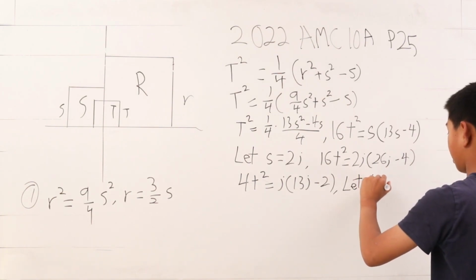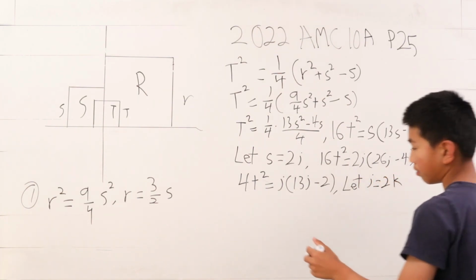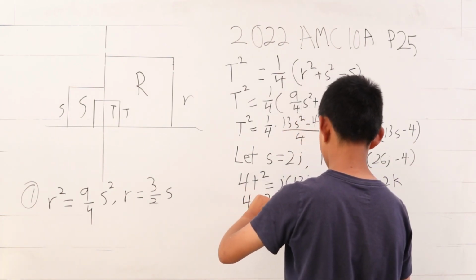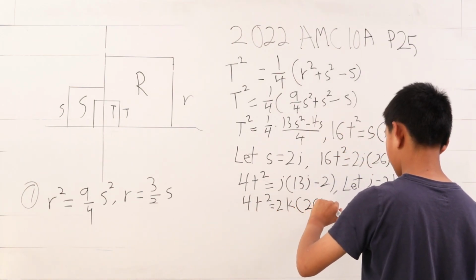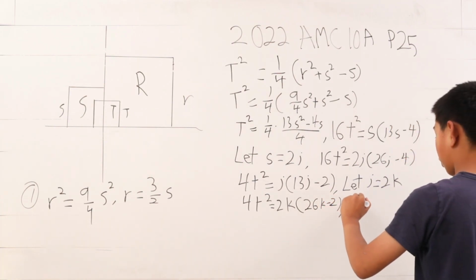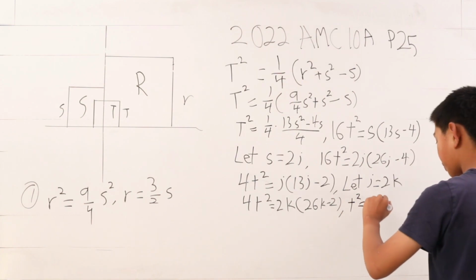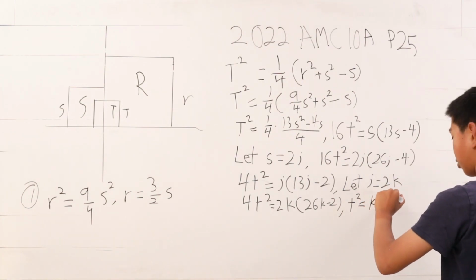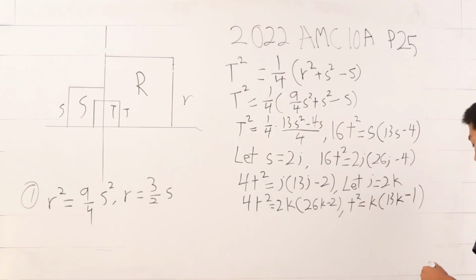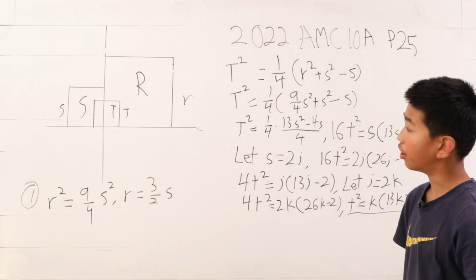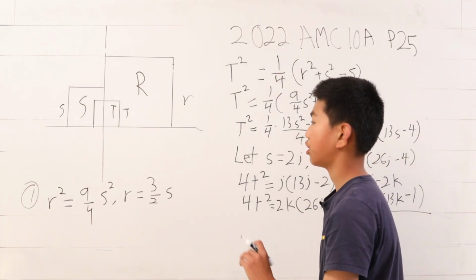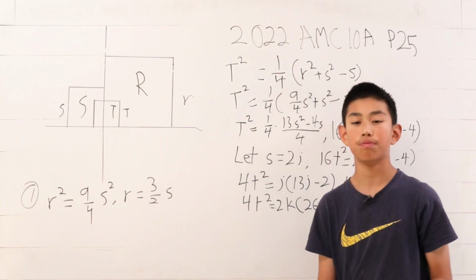Letting j be equal to 2k, we get 4t squared is 2k times 26k minus 2. Now when you divide by 4, t squared is equal to k times 13k minus 1. So we have this other equation here that we will need for later, but we also have a third term to consider. Once we consider the third term and do a little bit of algebra, we can find out what the side length of r plus the side length of t plus the side length of s is.